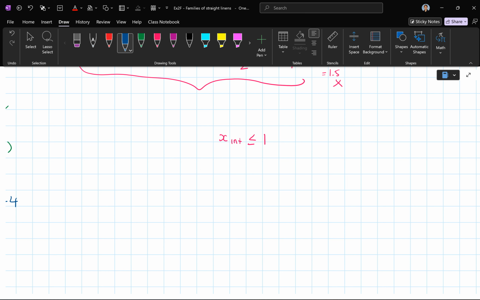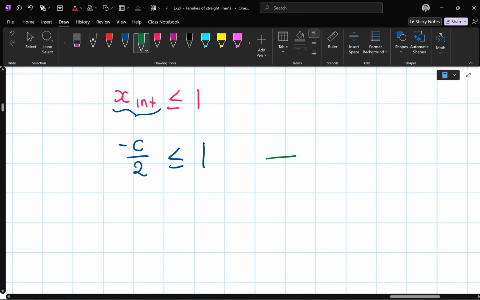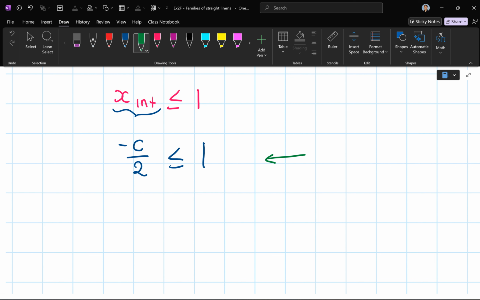But in part A, you already worked out what the x-intercept was. The x-intercept was negative c over 2, less than or equal to 1. So what you're really trying to solve is this inequality, which you learned back in Year 9 and 10 on how to solve inequalities. You just have to be careful that when you divide or times by a negative number, you have to switch the sign. That's it, right? But you treat everything else the same.